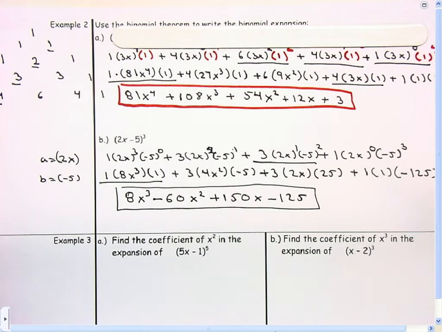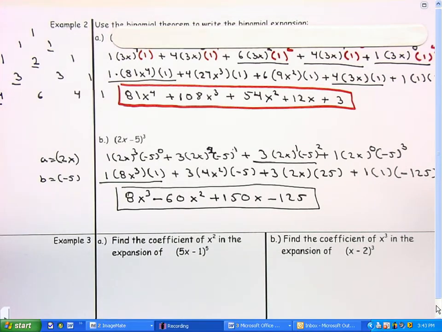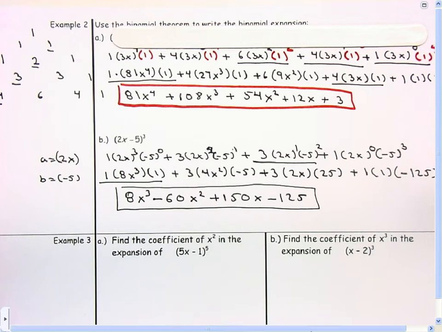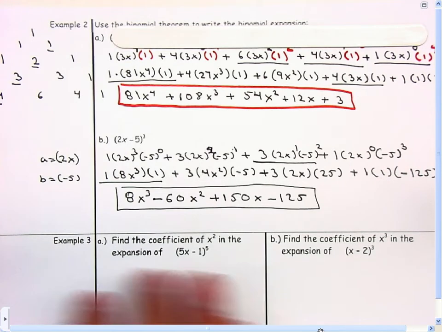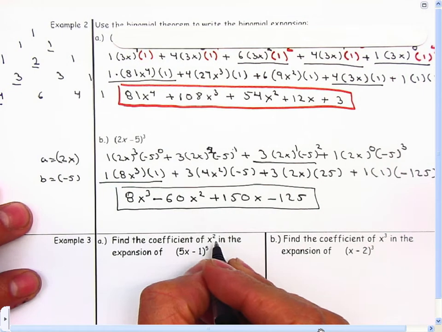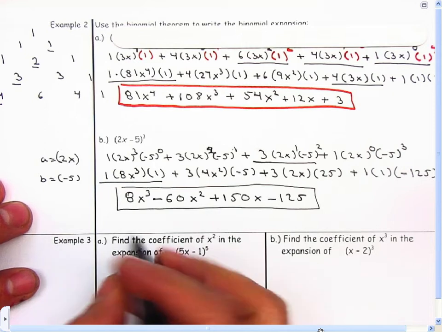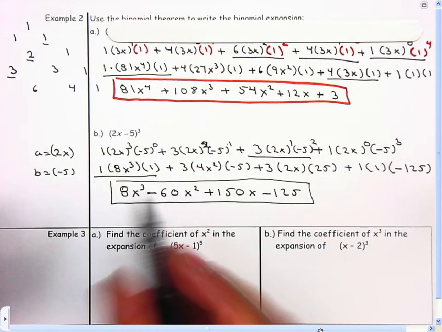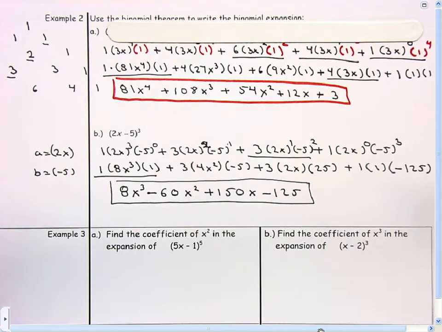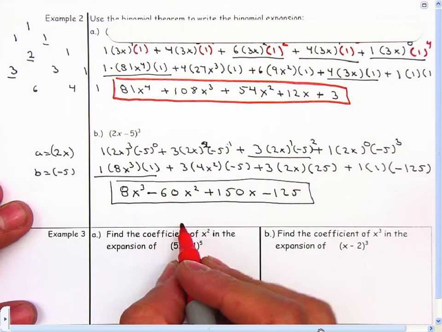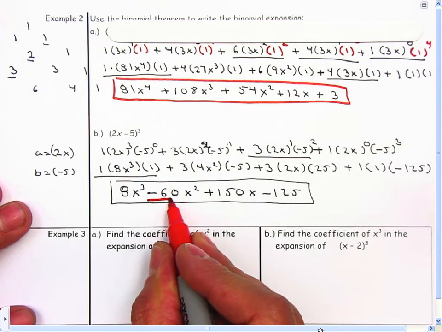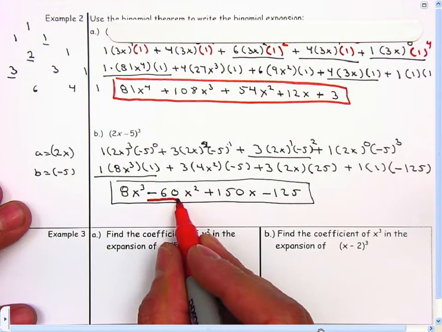Now let's go through example number 3. So in example number 3a, it says find the coefficient of x squared in the following expansion. Now notice that we only are looking for the coefficient of x squared. So if it was the previous problem, we would only be looking for this term right here and only the coefficient, the negative 60.